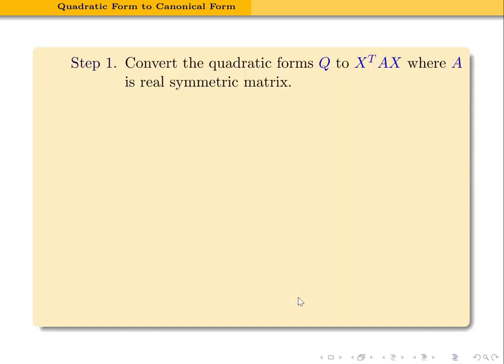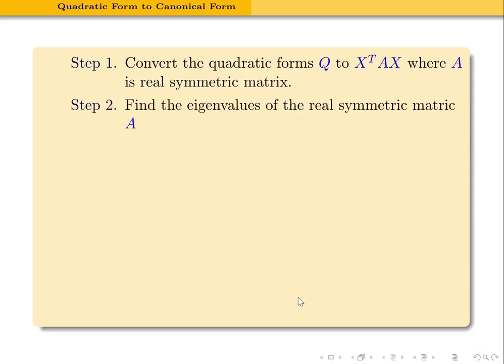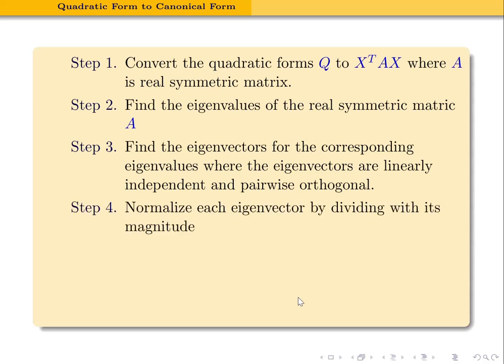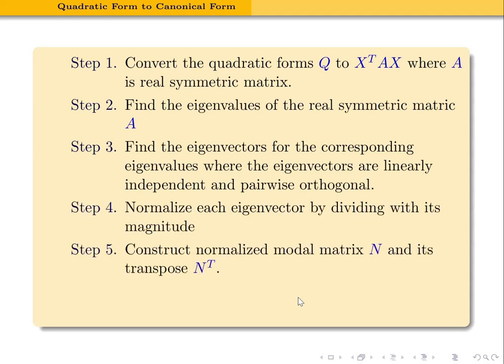First, convert the quadratic form Q into X transpose A X, where A is a real symmetric matrix. Step 2: find the eigenvalues of the real symmetric matrix A. Step 3: find the eigenvectors corresponding to the eigenvalues, where the eigenvectors are linearly independent and pairwise orthogonal. Then normalize each eigenvector by dividing it by its magnitude.